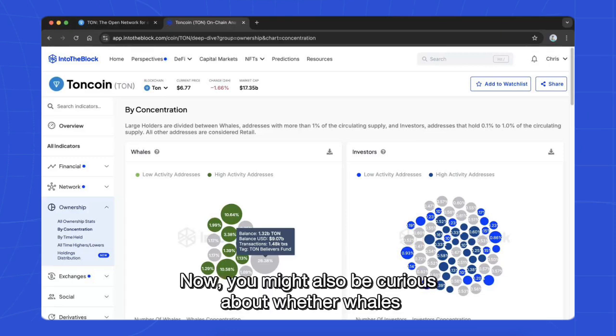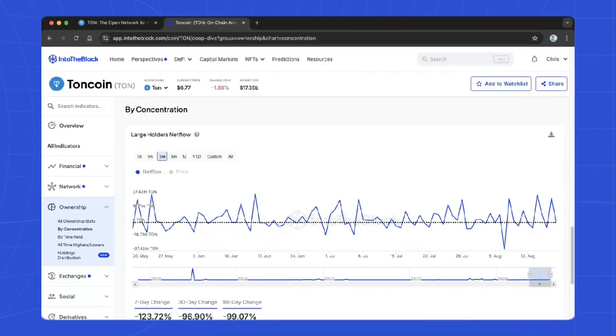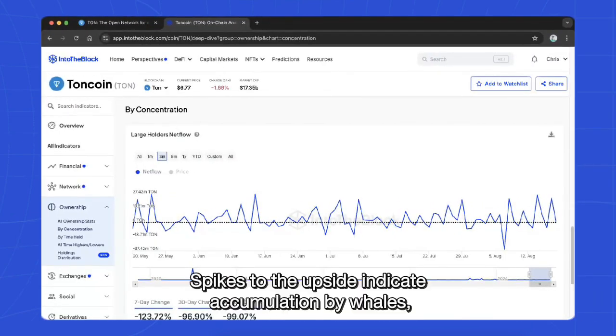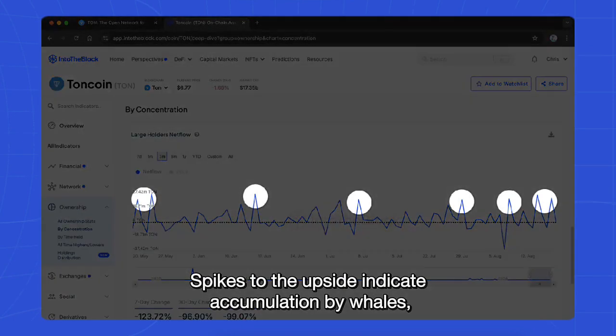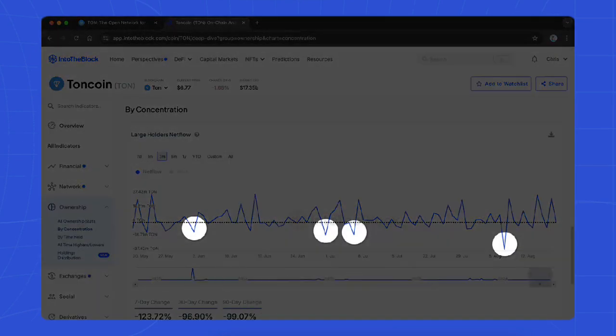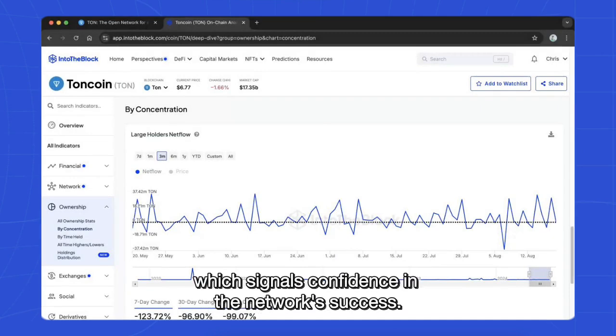Now, you might also be curious about whether whales are accumulating or selling TON. The large holder net flow indicator is perfect for this. Spikes to the upside indicate accumulation by whales, while spikes to the downside suggest selling. For TON, we're seeing significant accumulation spikes, which signals confidence in the network's success.